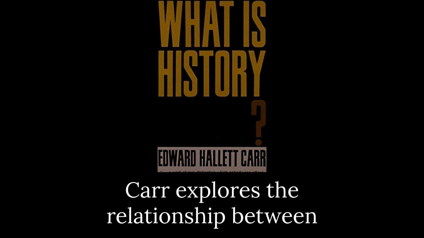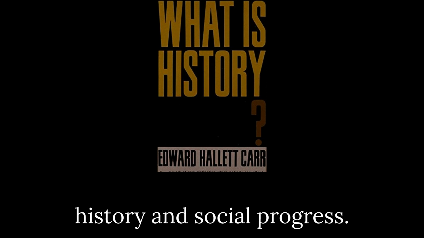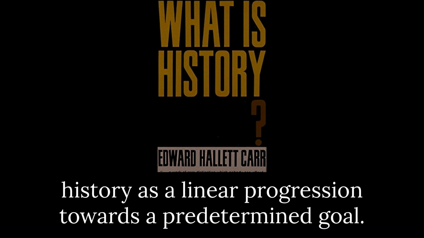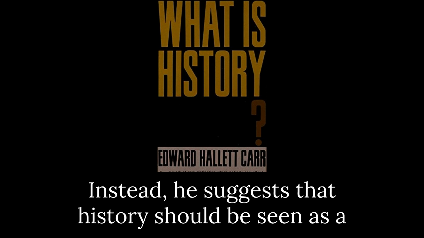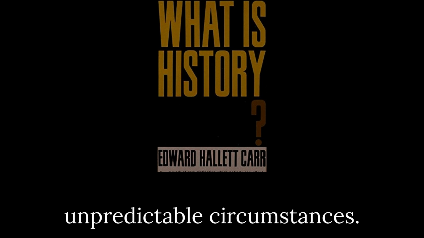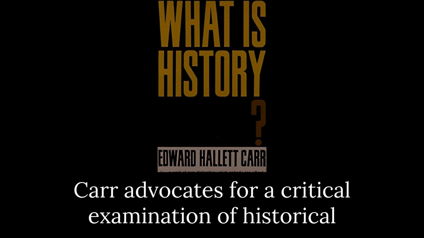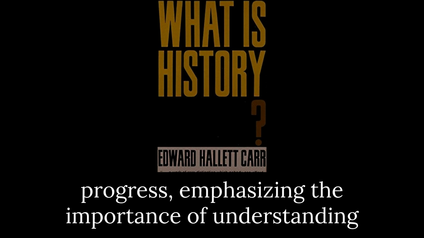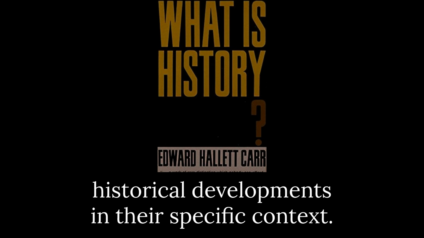Carr explores the relationship between history and social progress. He cautions against teleological interpretations that view history as a linear progression towards a predetermined goal. Instead, he suggests that history should be seen as a series of contingent events shaped by human agency and unpredictable circumstances. Carr advocates for a critical examination of historical narratives that promote deterministic views of progress, emphasizing the importance of understanding historical developments in their specific context.